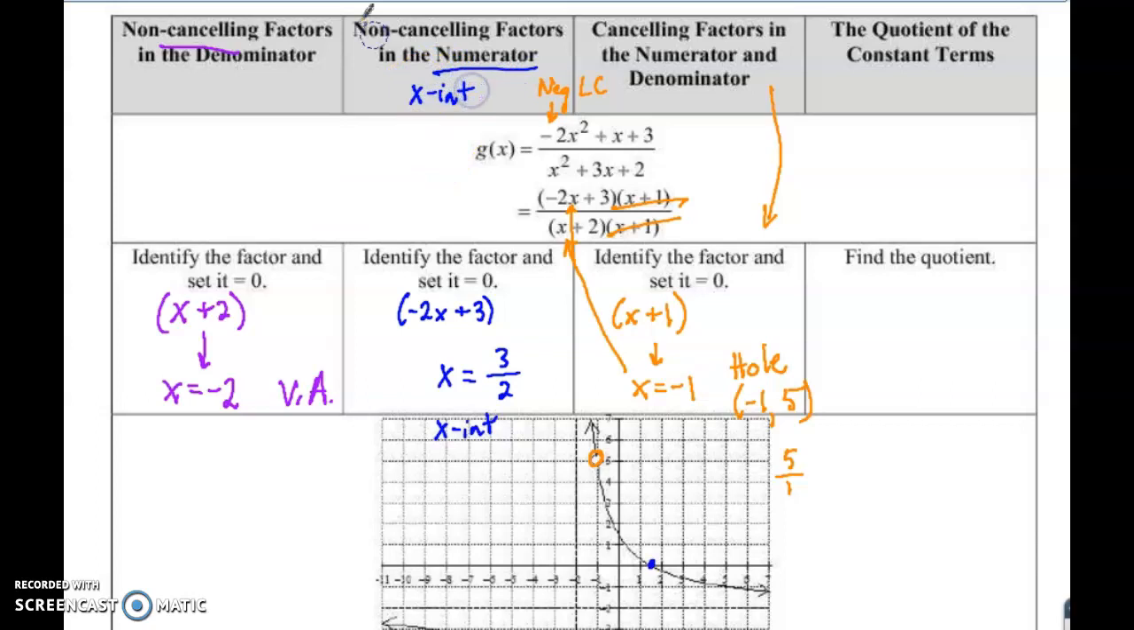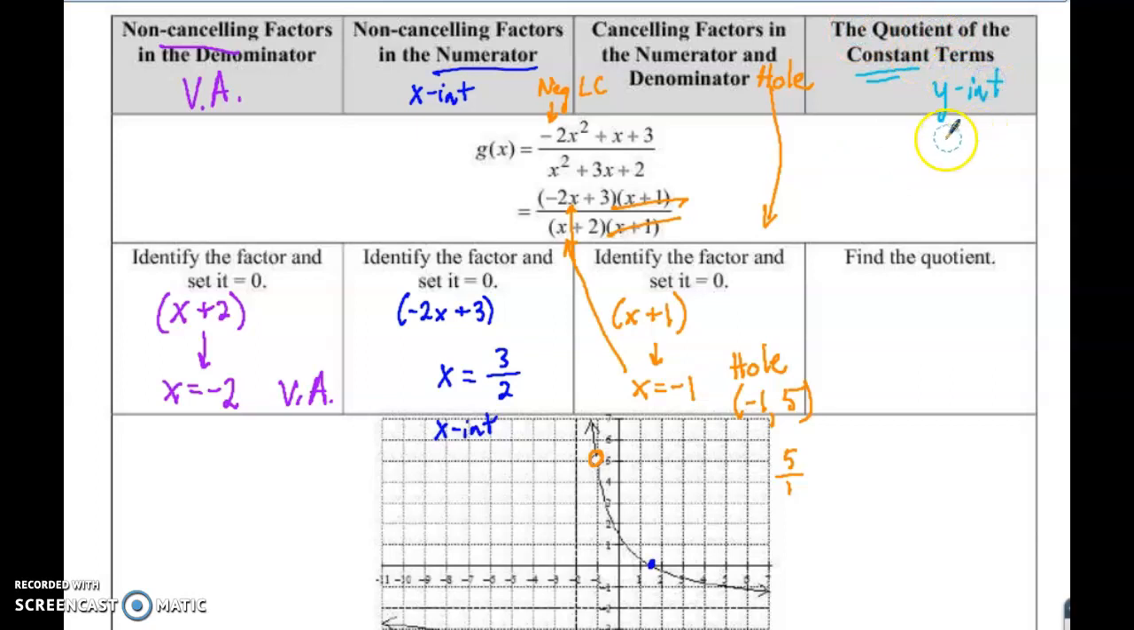I guess I should have written this down as I was doing this. Non-canceling factor in the denominator is your vertical asymptote. Let's see, I did this in orange. The canceling factor is your hole. And then your last one is the quotient of the constant terms, which I started to explain at the end of the last one, is your clue for the y-intercept.